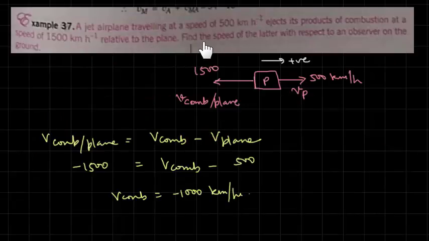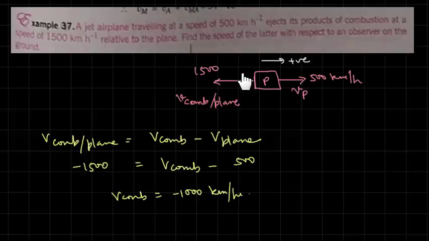A jet airplane traveling at a speed of 500 km per hour ejects its products of combustion at a speed of 1500 km per hour relative to the plane. Find the speed of the latter with respect to an observer. So simple question of relative velocity again. The velocity of combustion with respect to plane is 1500, and the velocity of plane is 500. So considering this direction is positive, V of comb with respect to plane is equal to V of comb minus V of plane.